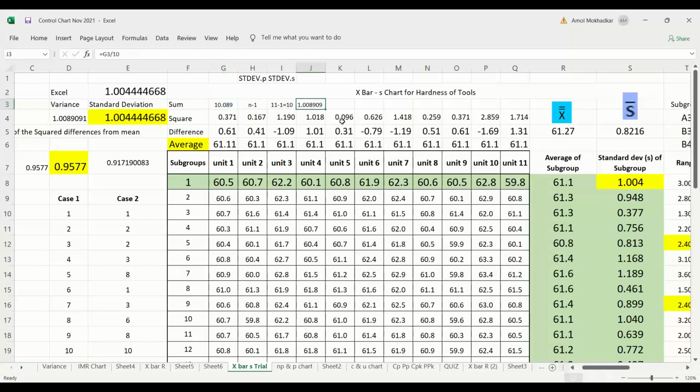Here is a small mistake, I think. Why is it showing 004? Yeah, I think the average of G8 to Q8.